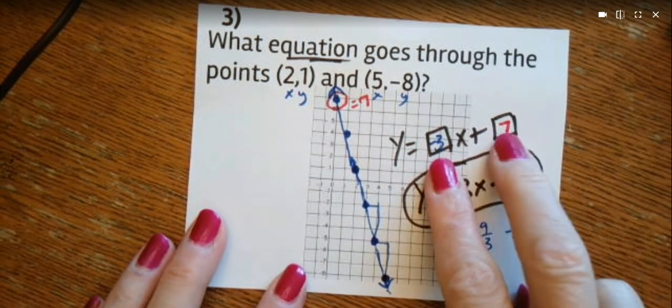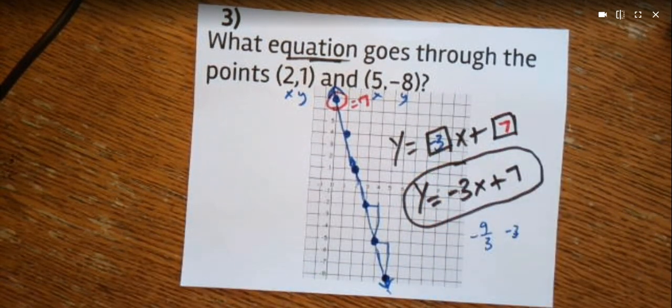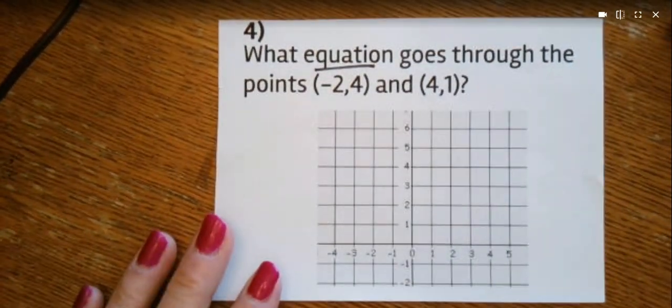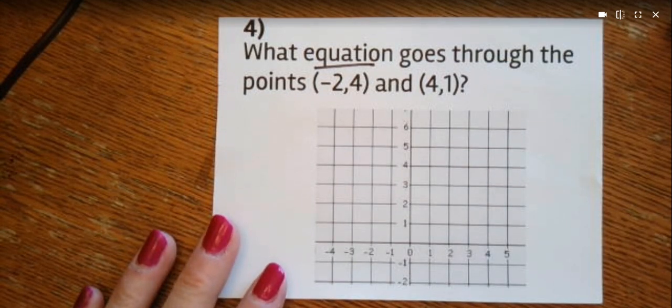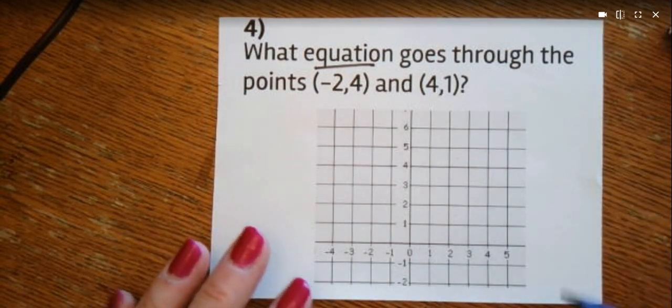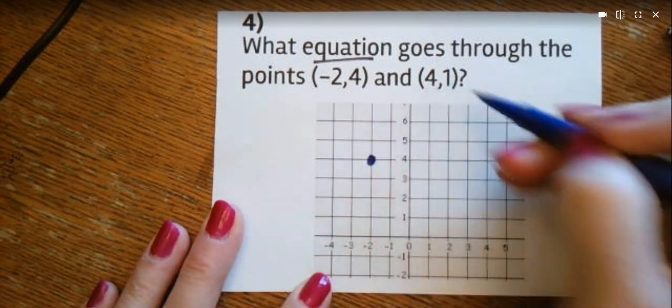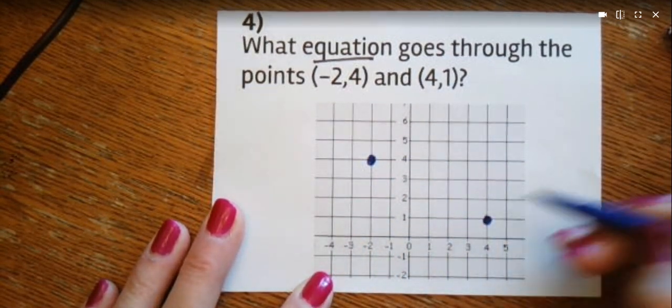Remember, the only 2 things you need for an equation are just the slope and the intercept. And if you can find them, you're good to go. Okay, last one. Let's see if you can try this one. Again, we want the equation that goes through these 2 points. So if I graph the 2 points, connect them, I can find the line. -2, 4, and 4, 1. Over 4, up 1. Okay.